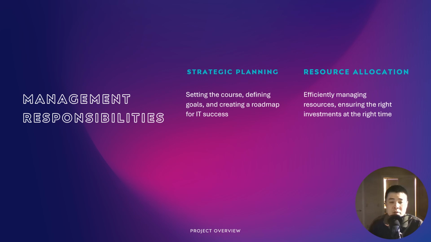The second crucial responsibility is resource allocation. This is where finances come into play because as upper management, you are responsible for efficiently allocating the organization's resources like people, budget, and time. This means ensuring that the right resources are allocated to the right project at the right time. It is about smart budgeting and resource management, and when done effectively, it enables us to execute our strategic plan and make our IT initiatives a reality.